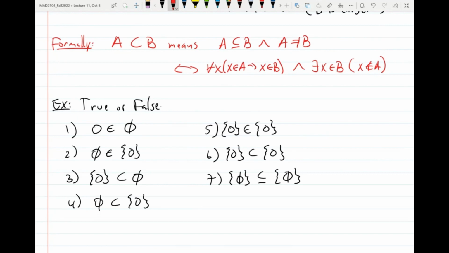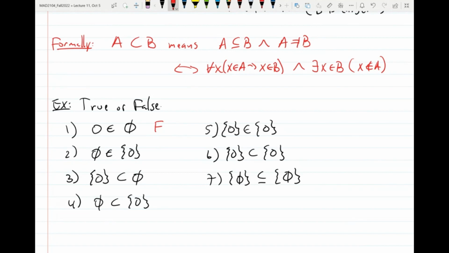False. Why? Remember, anytime you tell me something from now on, it needs to be followed with a justification. Why is it false? Zero is an element. Say that again. Zero is an element. What about it? There's no elements in the empty set. Exactly. The empty set has no element, right? And here we're saying 0 is an element of the empty set. That makes no sense. False. Number 2.